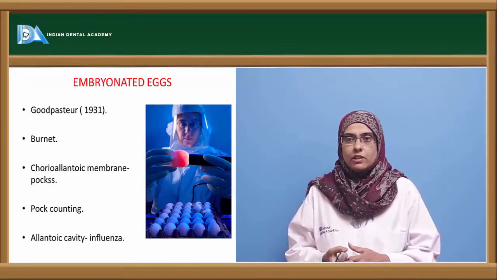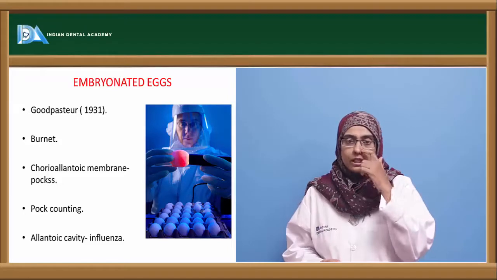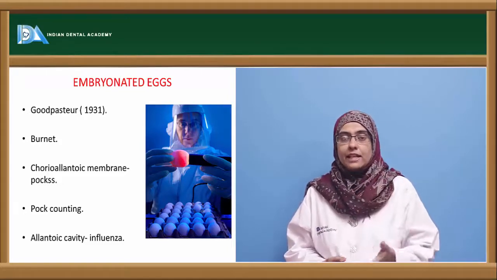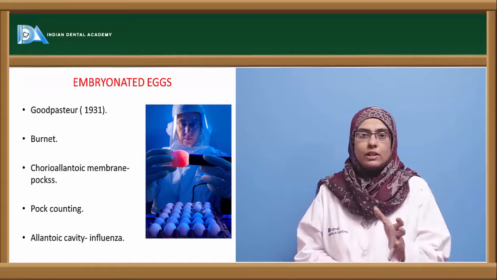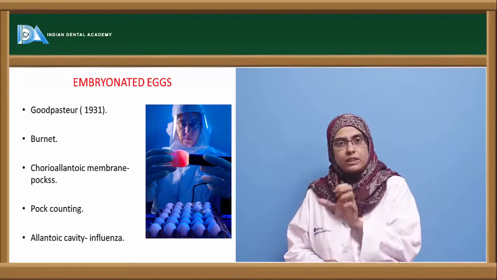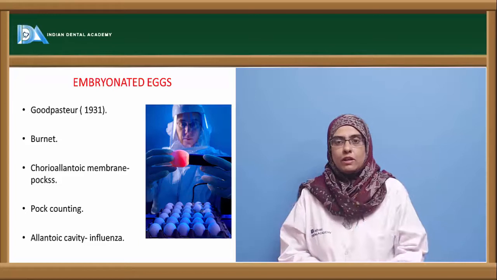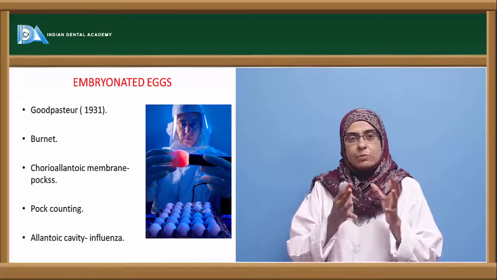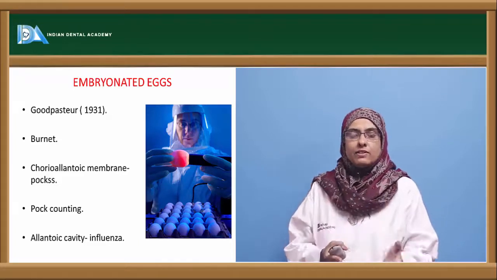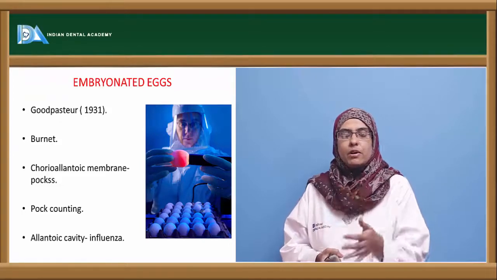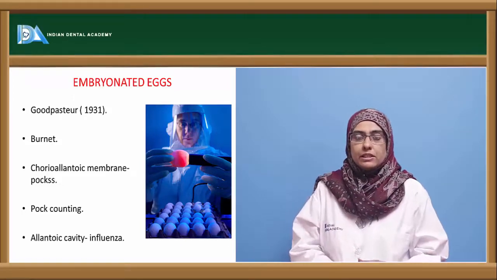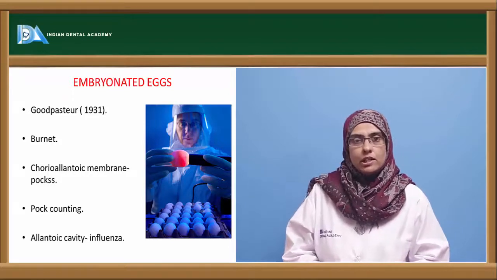So in the chorioallantoic membrane, we can grow the influenza virus, which can be easily identified with the pock morphology. They form pocks when they grow in this particular area. So development of pocks indicates the presence of this particular organism. Each pock is formed by one infectious organism, and hence pock counting helps in identifying the number of infectious particles present in the CAM, that is the chorioallantoic membrane.